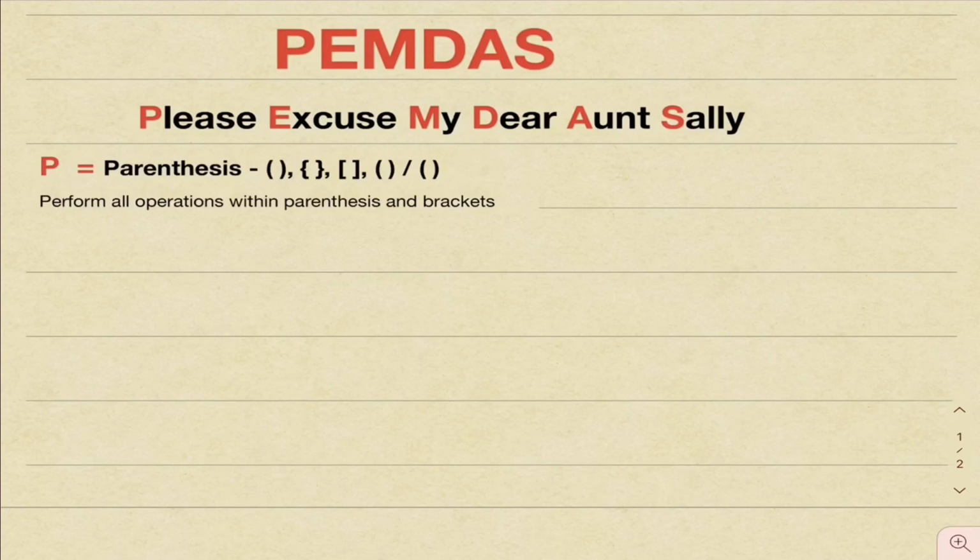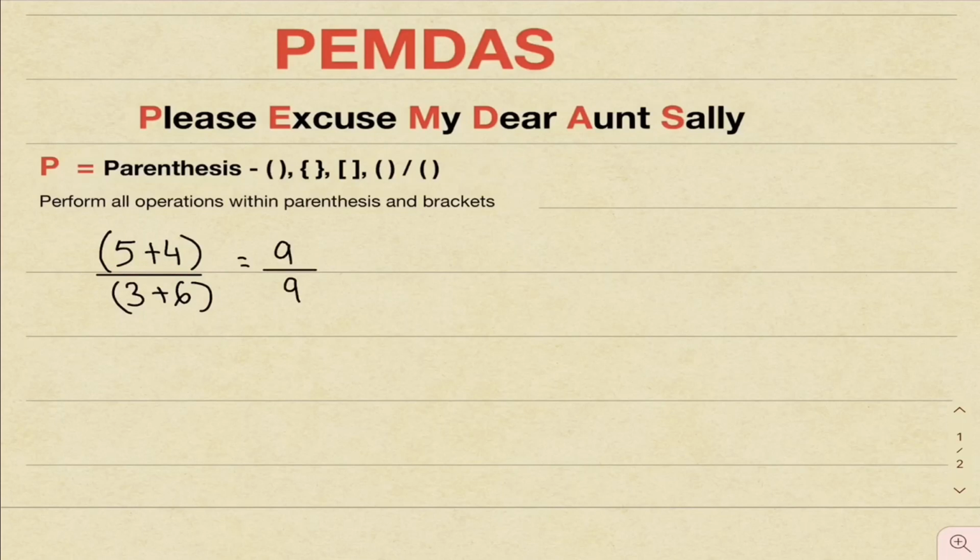It can be any type of parentheses, regular parentheses, braces, brackets. It can also be an absolute value. So any operation that groups terms together, even when you're dividing. Let's say you have 5 plus 4 divided by 3 plus 6. Even if you don't see any parentheses on top and on the bottom, you have to know that there is parentheses here and on the bottom as well. So first you have to add the 5 plus 4, which is 9, and then 3 plus 6 is 9, and then divide them. 9 divided by 9 is 1.